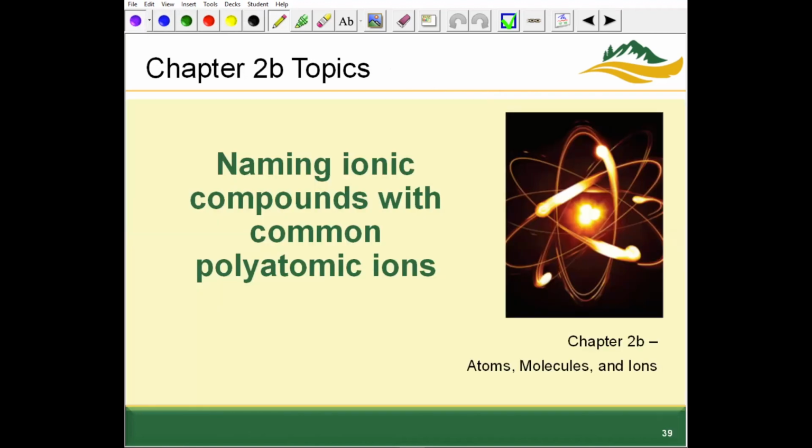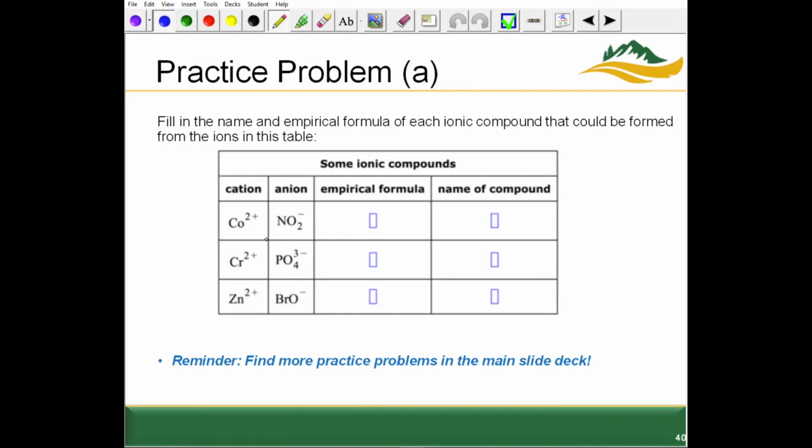This next topic here is naming ionic compounds with common polyatomic ions now. So now we have a cation and a polyatomic anion. So cation with a polyatomic anion, we're going to figure out the empirical formula as well as the name.